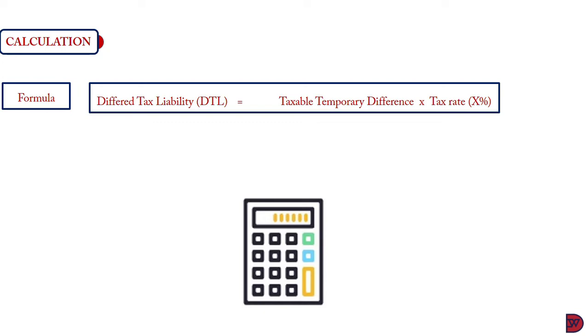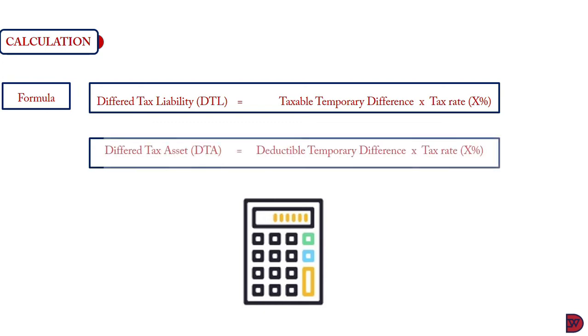So when you have the carrying amount of an asset or a liability being more than the tax base, and you multiply it by the tax rate, it will give you a deferred tax liability. It means that you are going to pay more taxes in the future as the carrying amount of the asset is being recovered, either by the sale or the usage of the asset or liability.